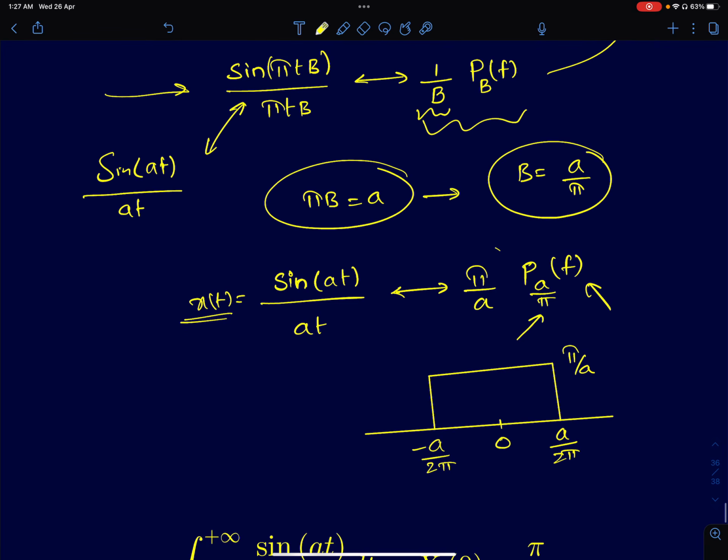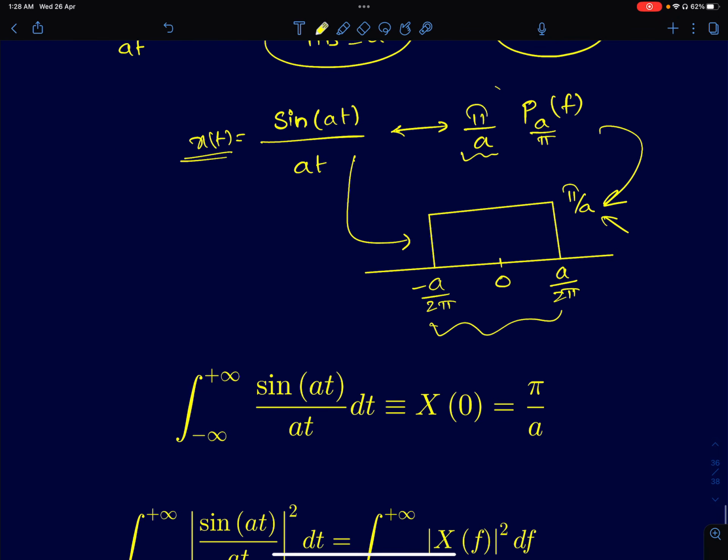So I've sketched this function in frequency domain. You can see the amplitude is pi by a here. That comes from 1 by b, which is nothing but pi by a in our example. And the pulse width is a by pi. That's it. The moment you can relate this function to a much simpler function in frequency domain, this problem is very trivial to solve.